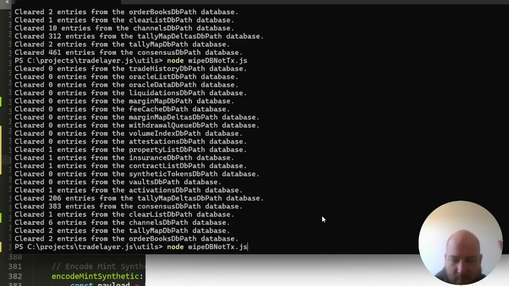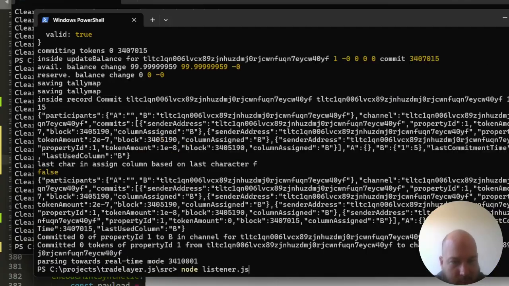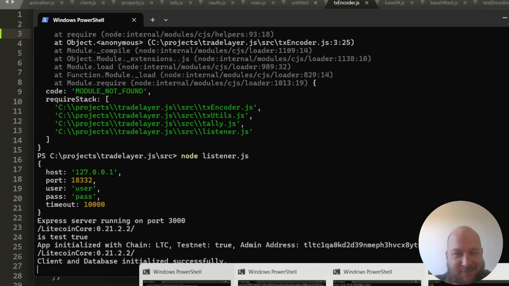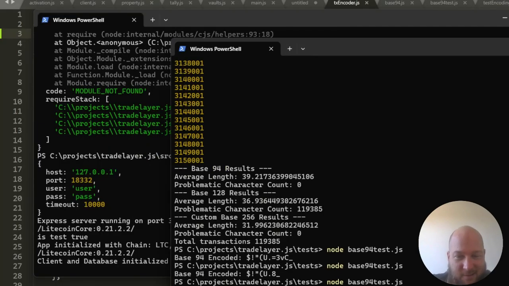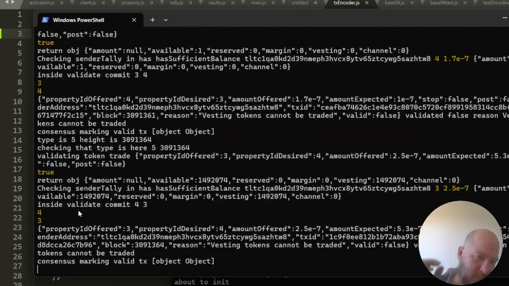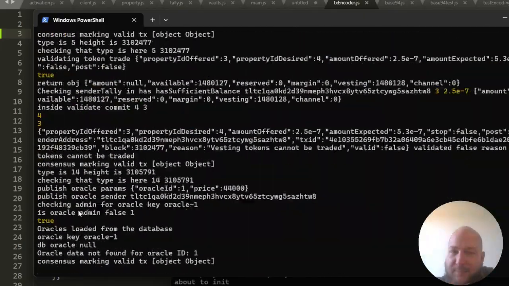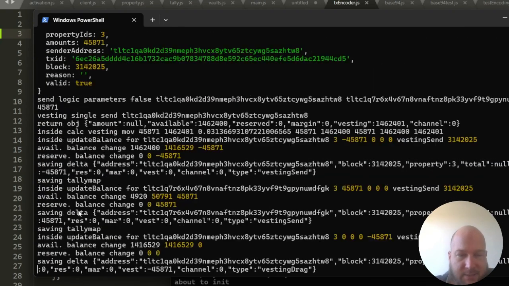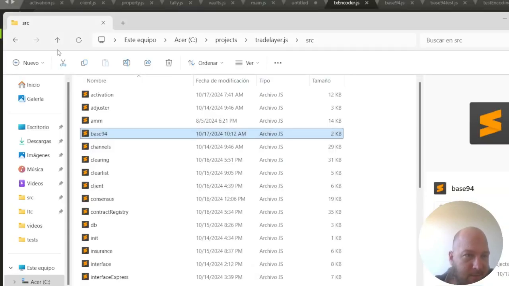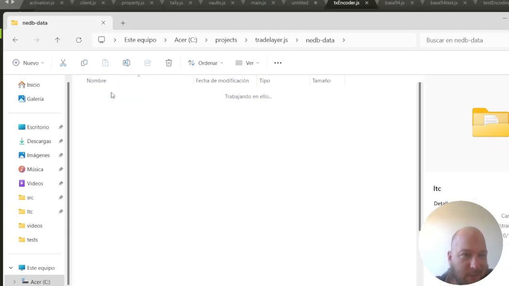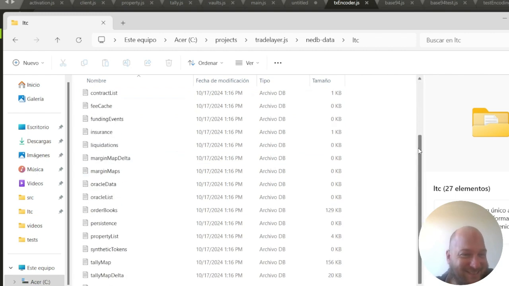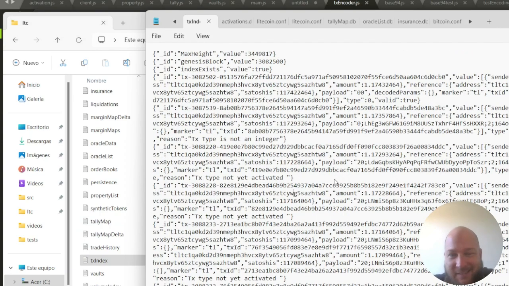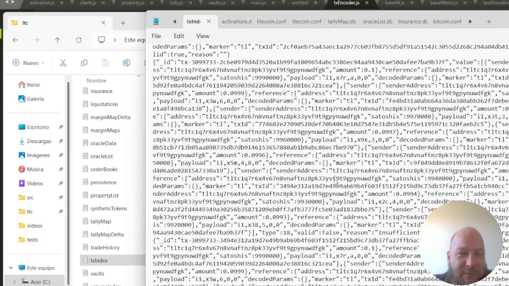So for instance, I'll run TradeLayer right now. Home office. All right. So we get the listener fired up. We run through the TX index, and it's parsing transactions and it's applying logic to them. So to give you an idea of what that looks like, I'm doing this all in one take because I like the authentic flavor. It's a real startup life.